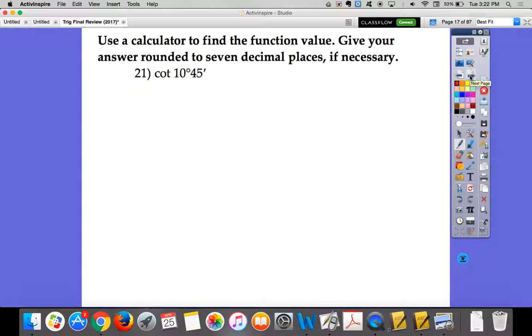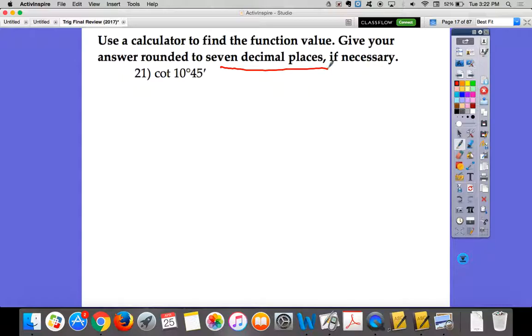So grab your calculator, let's find this function value. Give your answer rounded to 7 decimal places. That's a little bit excessive, but you know, it's what the instructions say. Now, they purposely gave us one that you don't have a button for cotangent. But before we dive into that, let's make sure that you have your calculator set in degrees. This angle is given in degrees, so double check your calculator, make sure you're in degrees.